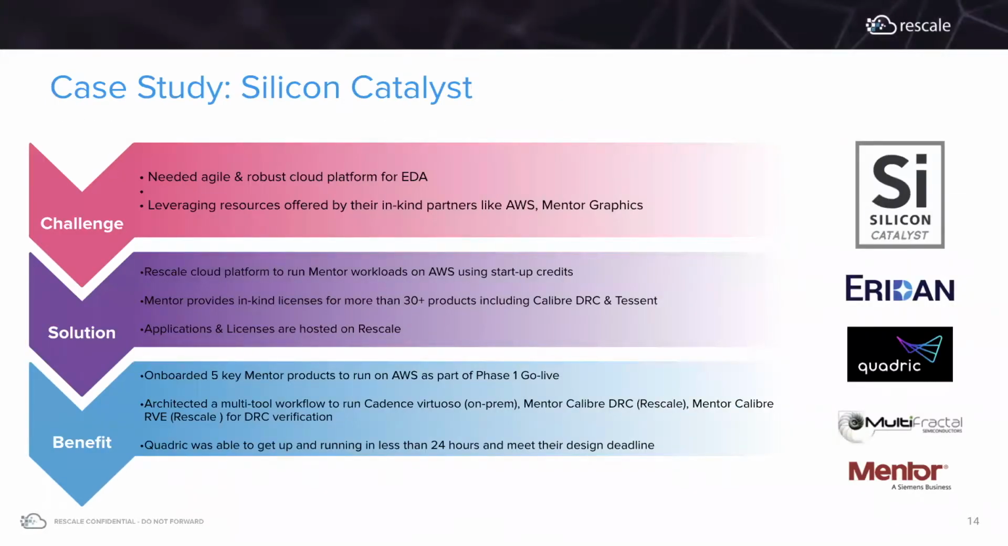Silicon Catalyst is also one of our key partners. Silicon Catalyst is a funding organization for a number of startups around the world. They help them get off the ground and become successful. Rescale is an in-kind partner to Silicon Catalyst. So many of the Silicon Catalyst portfolio companies, some examples are Aerodin, Quadric, Multifractal, are using Rescale as a platform to get their designs up and running in the cloud immediately, as opposed to having to spend CapEx dollars on IT infrastructure. And they've been very successful in doing that.